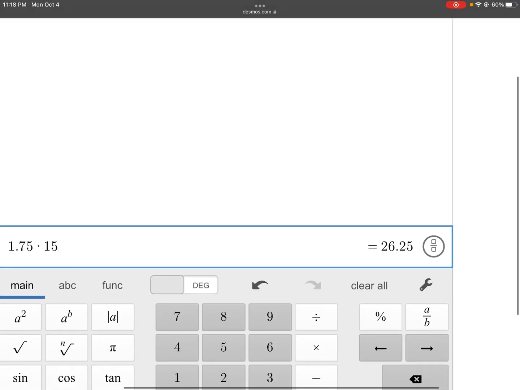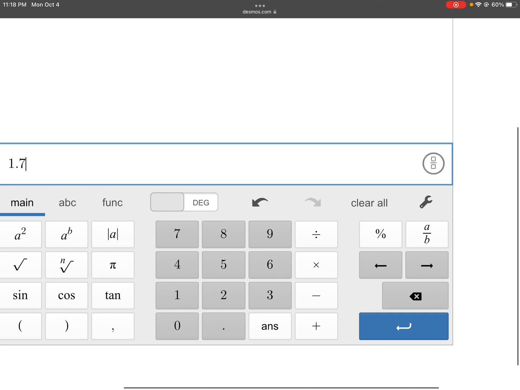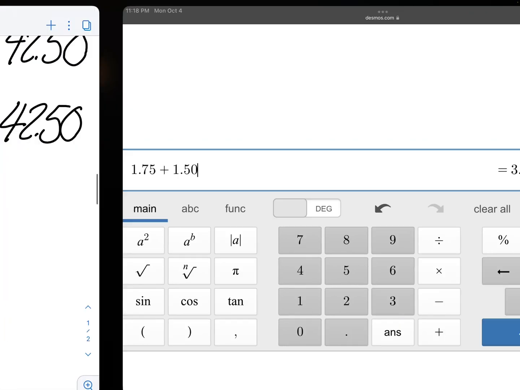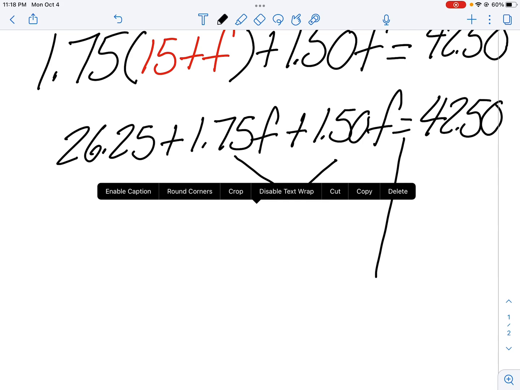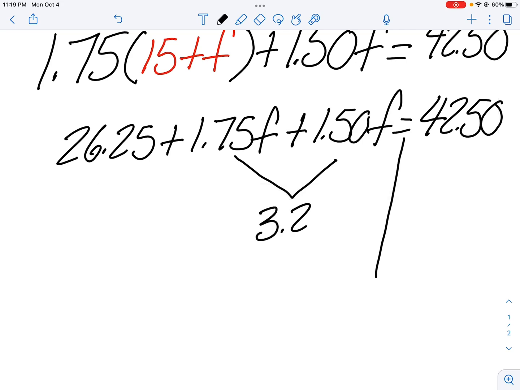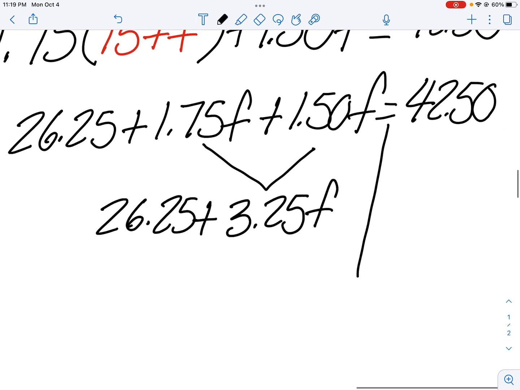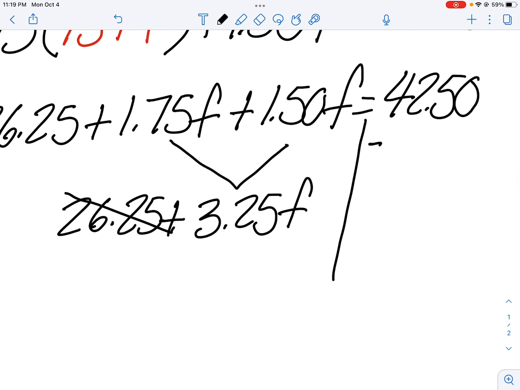You know what? Let me double check just to make sure. 1.75 plus 1.50. 3.25. Yep, just as I thought. So 3.25 F, positive. So I still bring down my 26.25. Well, this is what I'm going to subtract from this side. Right? So I get 42.50 minus 26.25, and I get 16.25.